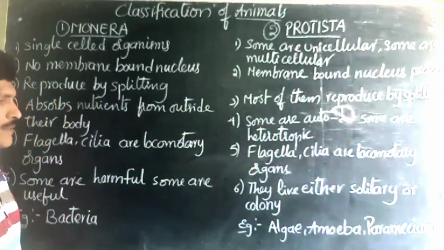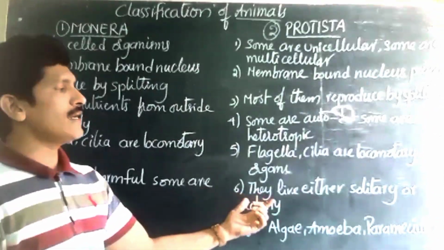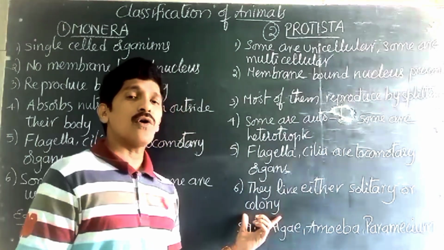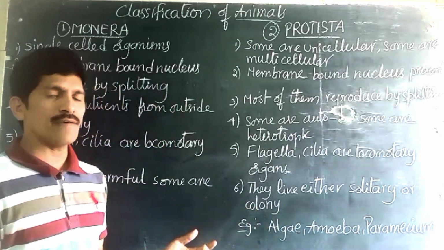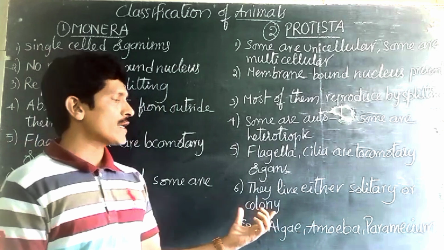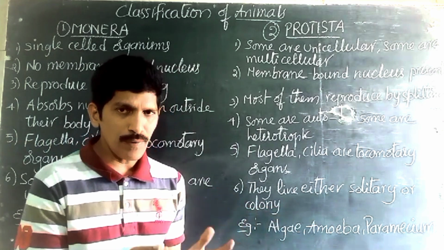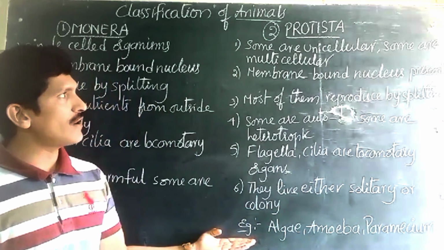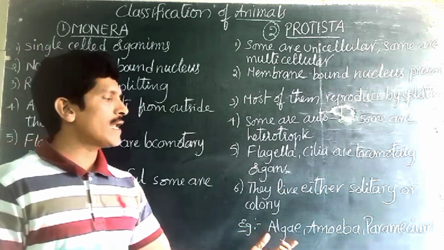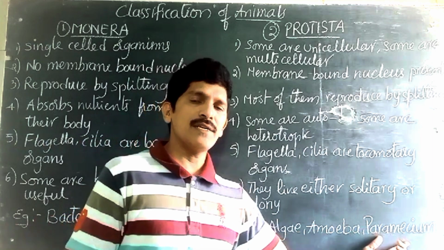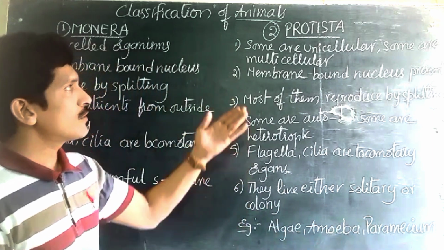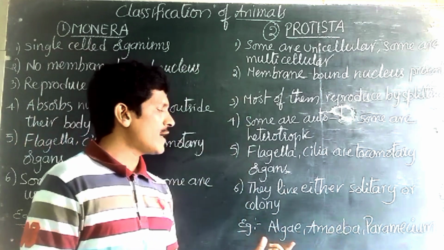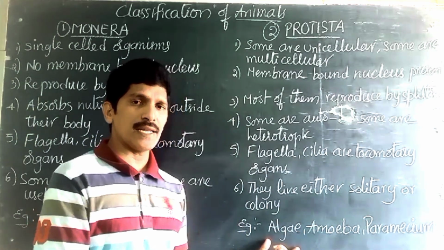Later, they live either solitary or in a colony. Some of these organisms live alone and some live as a group. We can consider that a colony. Examples of Protista organisms are algae, amoeba and paramecium, a few examples of group Protista. When you see the algae, these are autotrophic organisms.